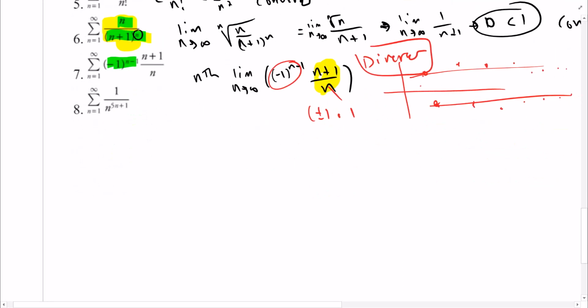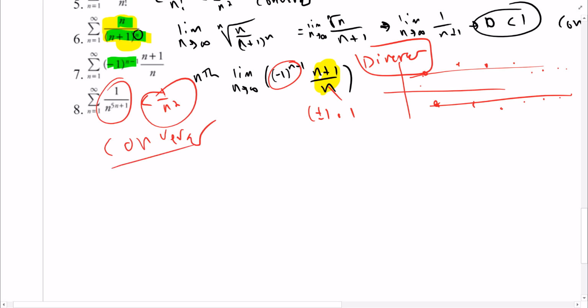1 over n to the 5n plus 1. Again, we could just compare this to 1 over n squared. 1 over n squared is much larger than 1 over n to the 5n plus 1. This converges, therefore that converges as well. Direct comparison tests, if you don't have to show all the steps, are actually your best friend. If you can find one that converges and you know this thing has to be smaller, because the denominator is growing faster, then you can just say it for sure converges.